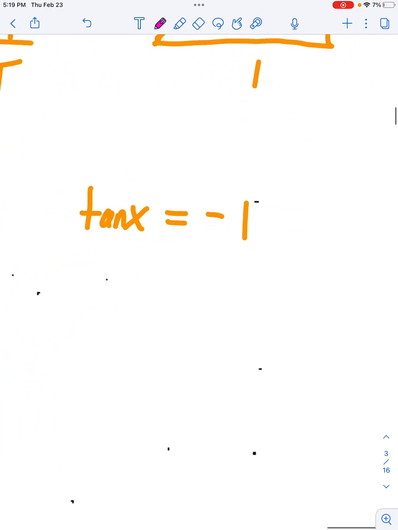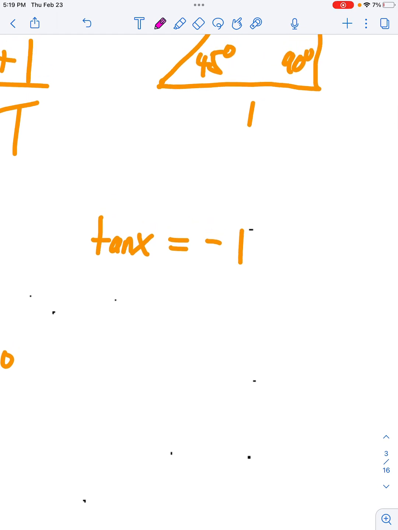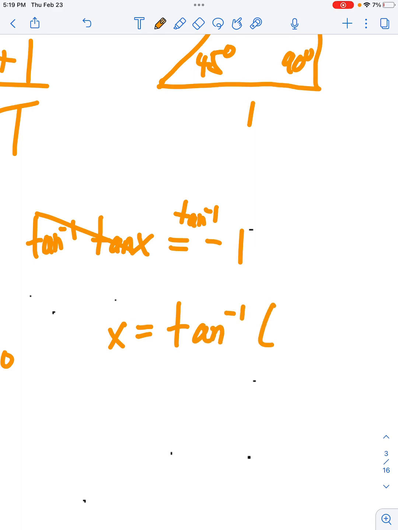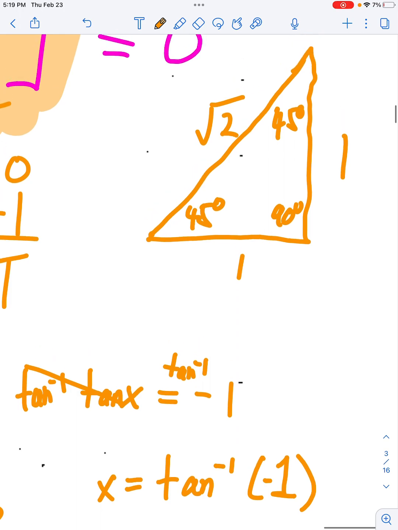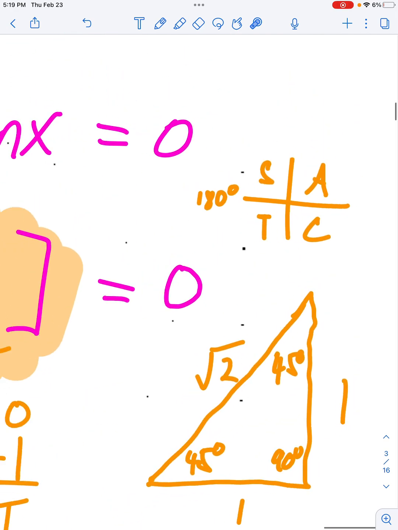All right, and then over here, hit both sides with an inverse tan to get x by itself. We want the angle whose tangent is negative 1. Okay, so here in my triangle, I'm going to use as my reference angle 45 degrees because the tangent of 45 is positive 1. And then I want the two angles that are in the C and S quadrants.